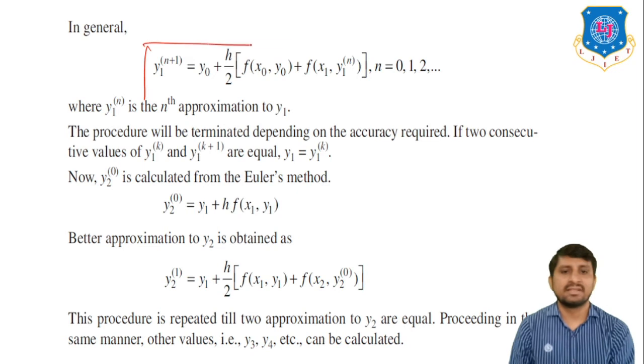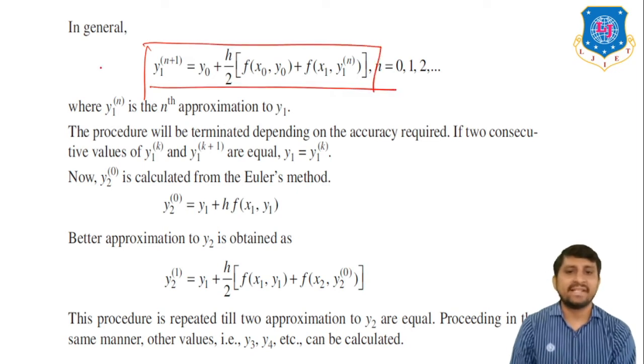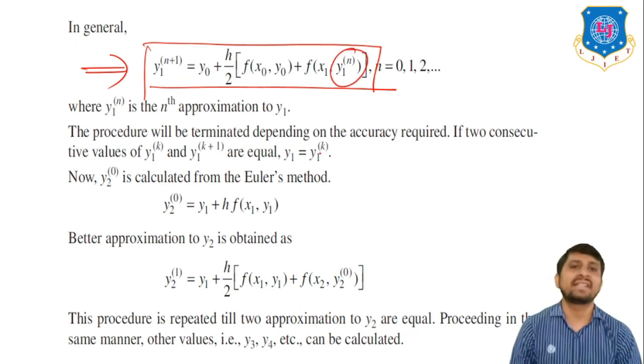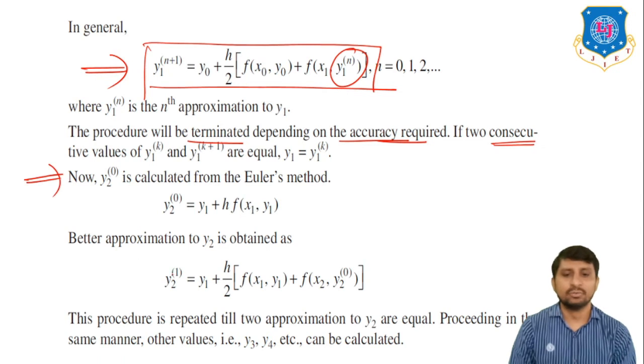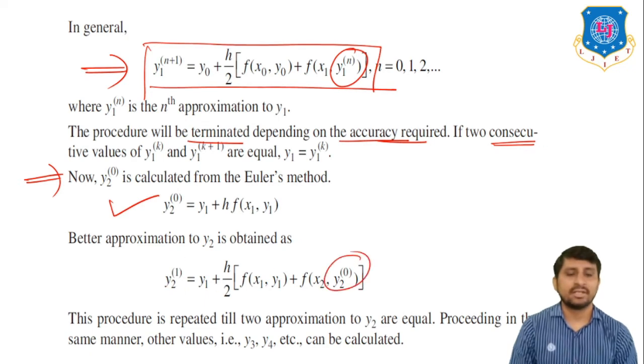This is the general formula. When you find the n plus 1 approximation of y1, you have to put y1 n, the nth approximation of y1, and this process terminates depending upon the accuracy required. Similarly, you can find y2. So y2 0 is y1 plus h f of x1 y1 1, and this process is repeated till two approximations of y2 are equal.